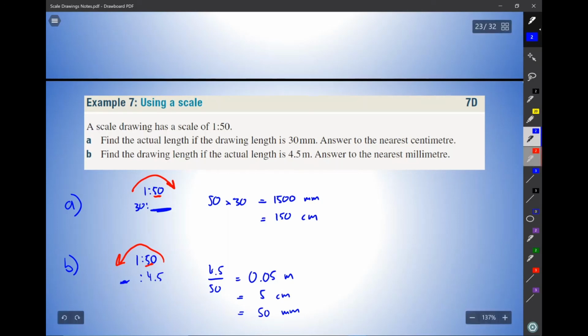Now when you have to change units like this, we could have either changed 4.5 meters into millimeters, or you can work with the answer like I did. Either way is valid.